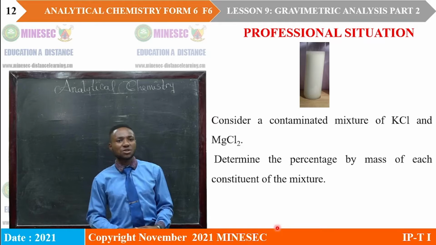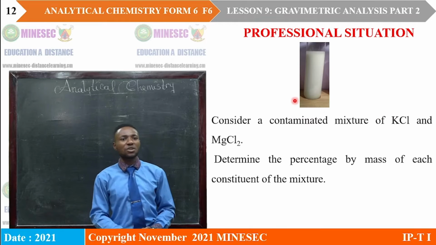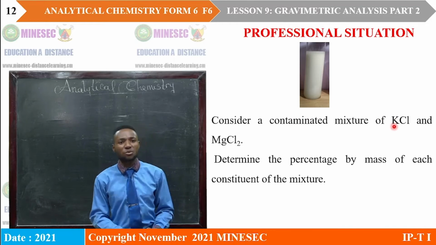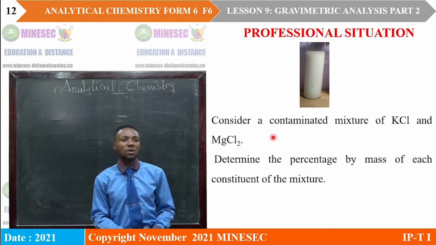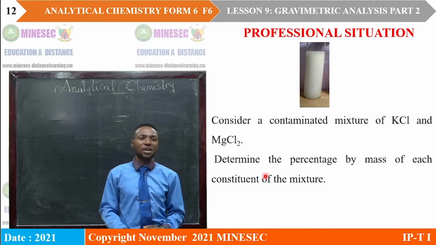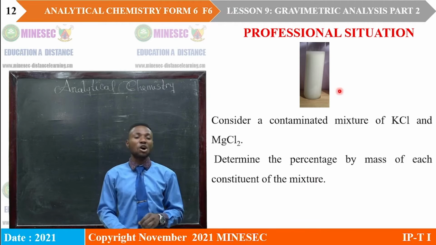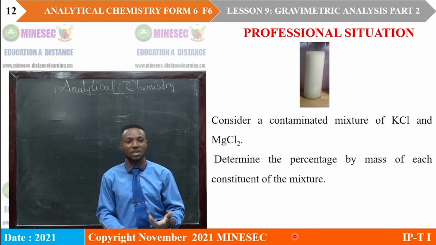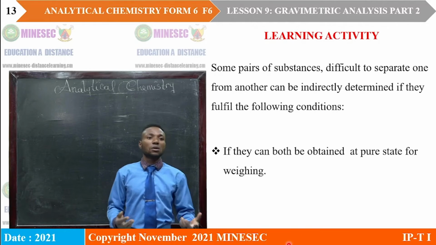Professional situation. We have here a container, and in this container we will mix potassium chloride and magnesium chloride. The task we have at hand is to determine the percentage by mass of each constituent in the mixture. Learning activity.